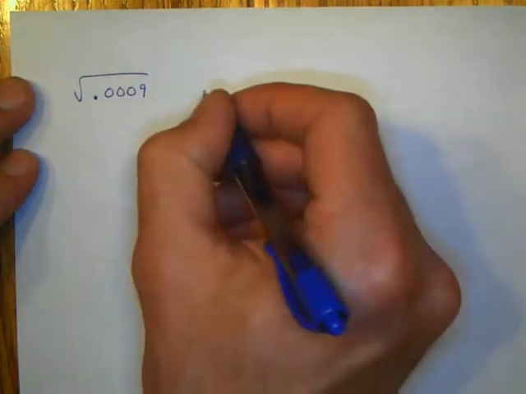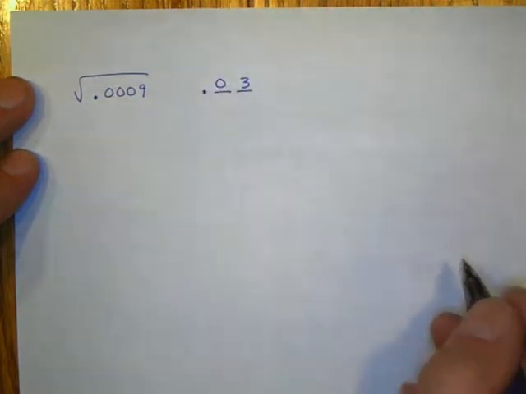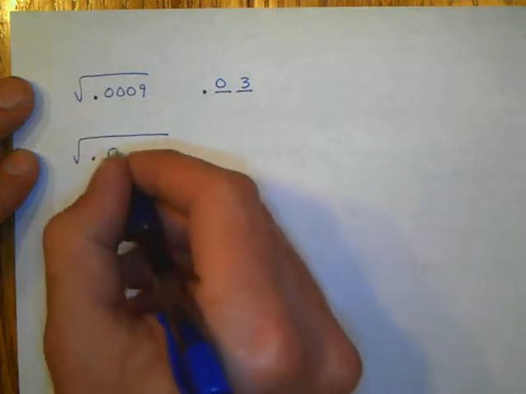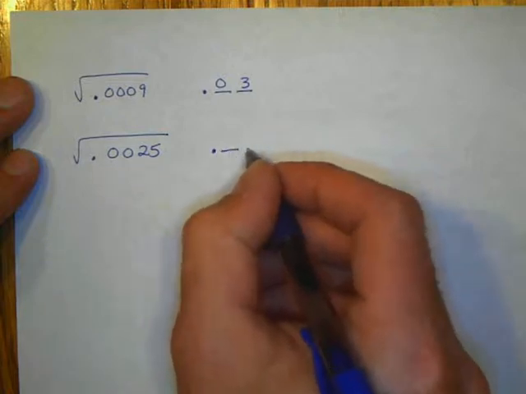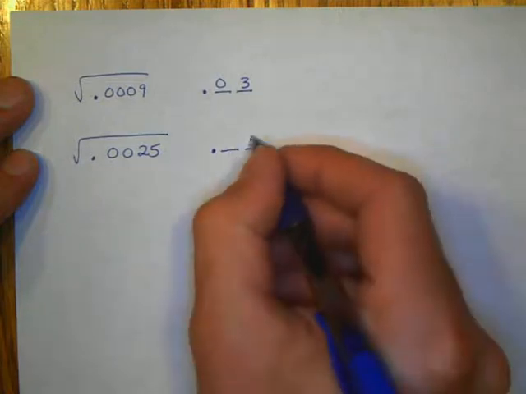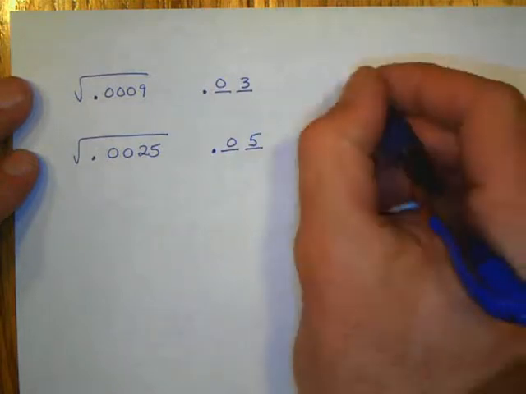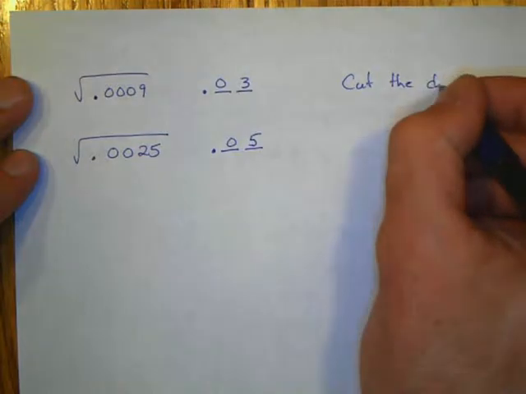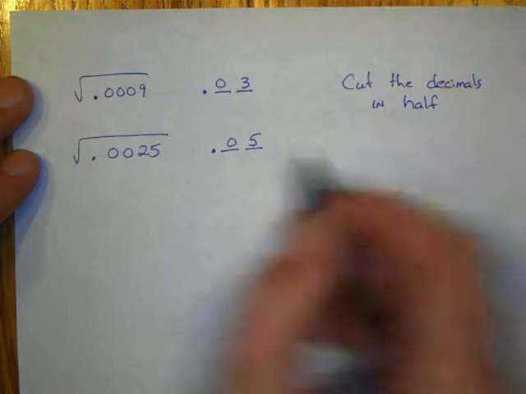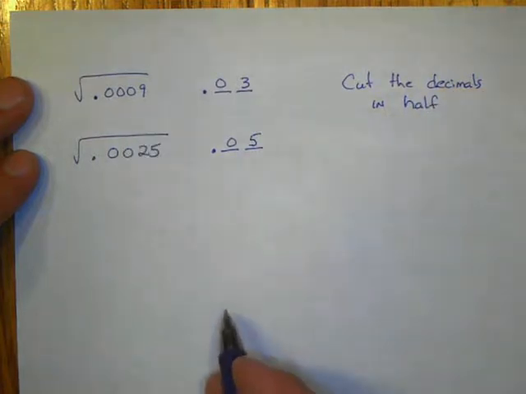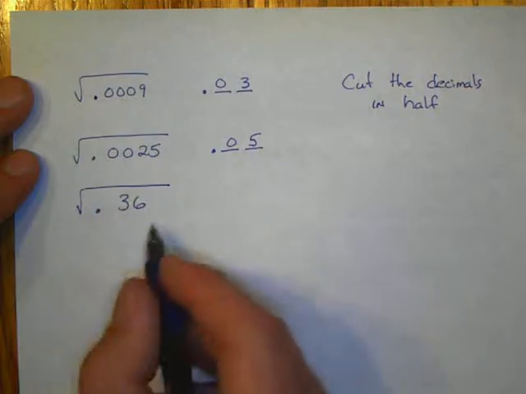Now I'd like to show you a number of quick examples that illustrate this idea. Let's take the square root of 0.0009. Well, the square root of 4 decimals is 2 decimals, and the square root of 9 is 3, so our answer is 0.03. The square root of 0.0025, once again the square root of 4 decimals, we cut it in half, is 2 decimals, and the square root of 25 is 5, so our answer is 0.05. I hope you're seeing the pattern.